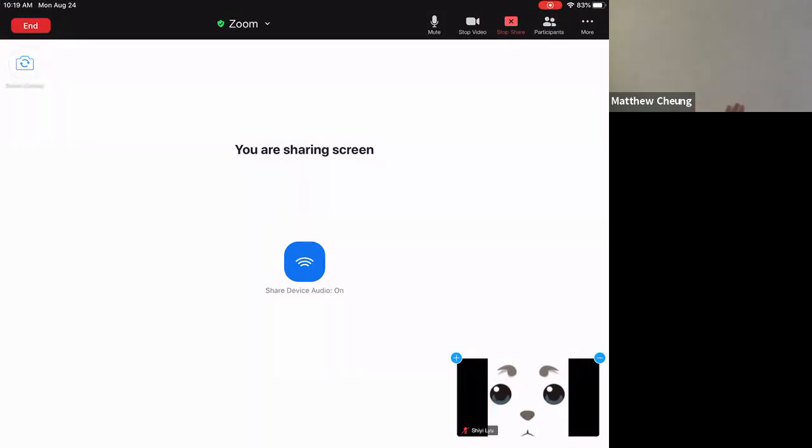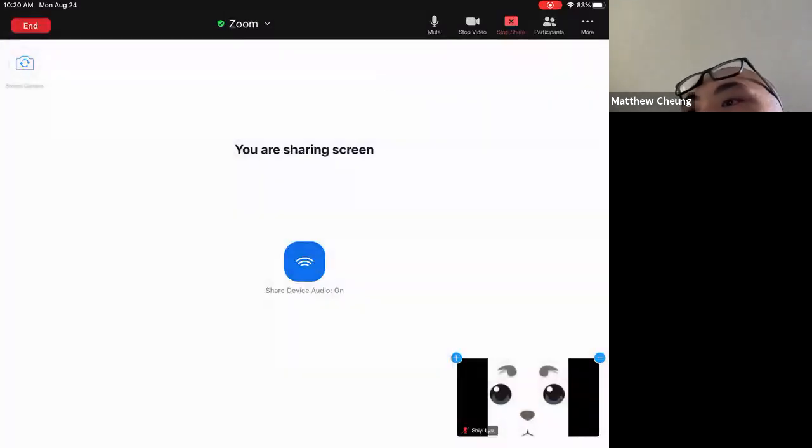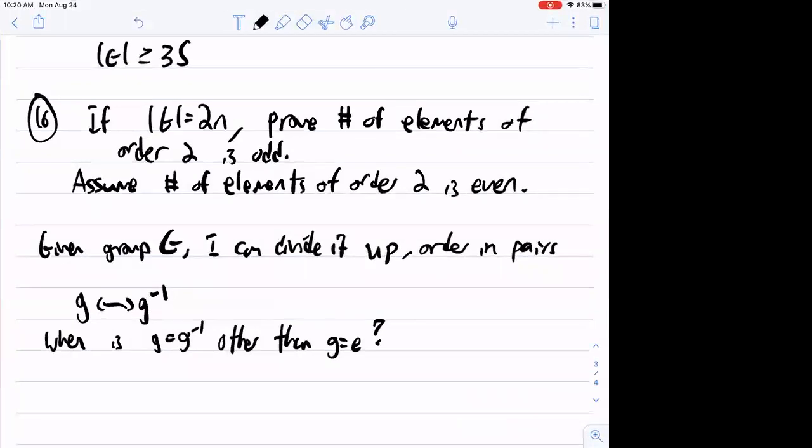I think I showed this. Yeah, I certainly did. When I did dihedral group, remember with rotation and reflection? Reflection was order 2, and what's the inverse of a reflection? Yeah, it's itself, right? So in other words, when is G equal to G inverse? When G is order 2.